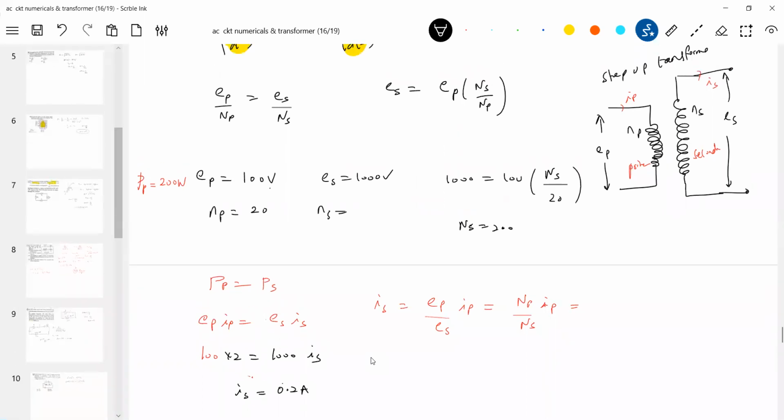The current will decrease here. So in a step-up transformer, ES will be greater than EP. Therefore, IS will be less than IP. So overall power will remain the same. Whatever power was there in the primary coil, that much power will be there in the secondary coil. We are not creating energy here. So what this transformer does is just make adjustments between the current and voltage. So the step-up transformer increases the voltage at the cost of decreasing the current, but overall power will remain the same. So what about the current? There's a formula, NP by NS into IP.